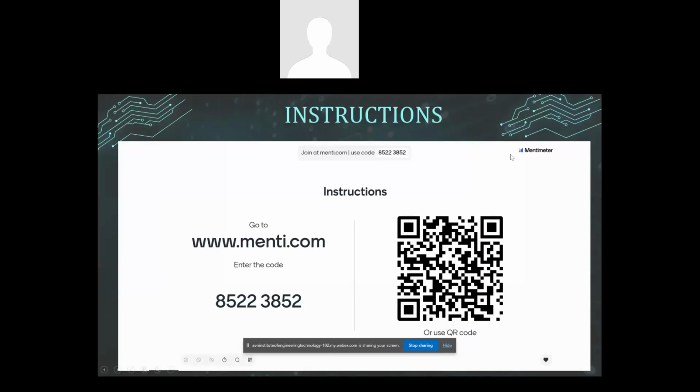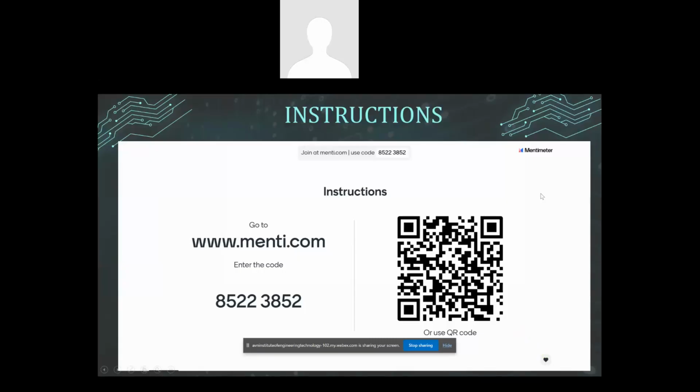You need to log in for that Mentimeter. Yeah, you can log into www.menti.com. Okay, I see something. Some people are joining, right? Otherwise, you can go to menti.com and enter this code, or instead you can scan this QR code. Either way, you can join this session. Sure.